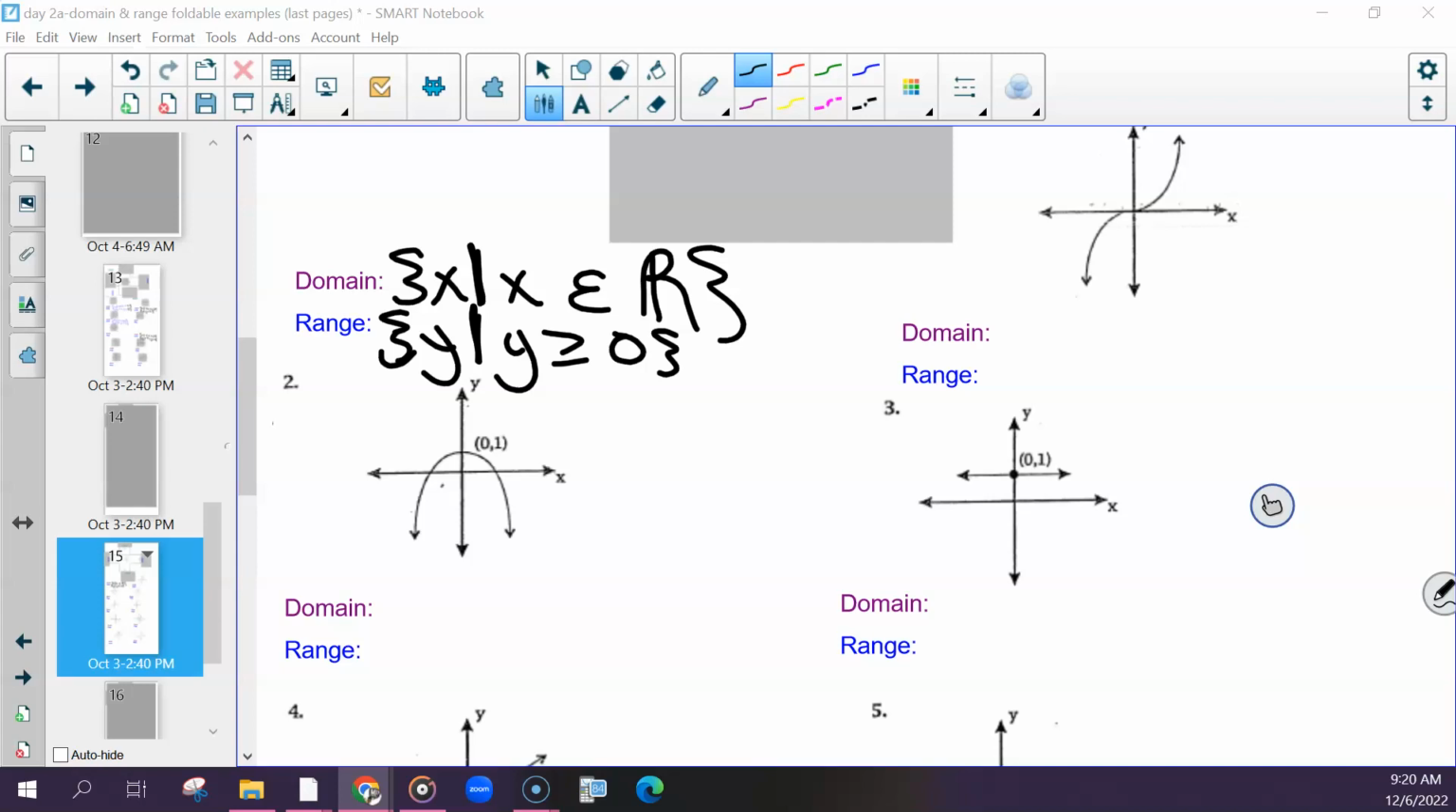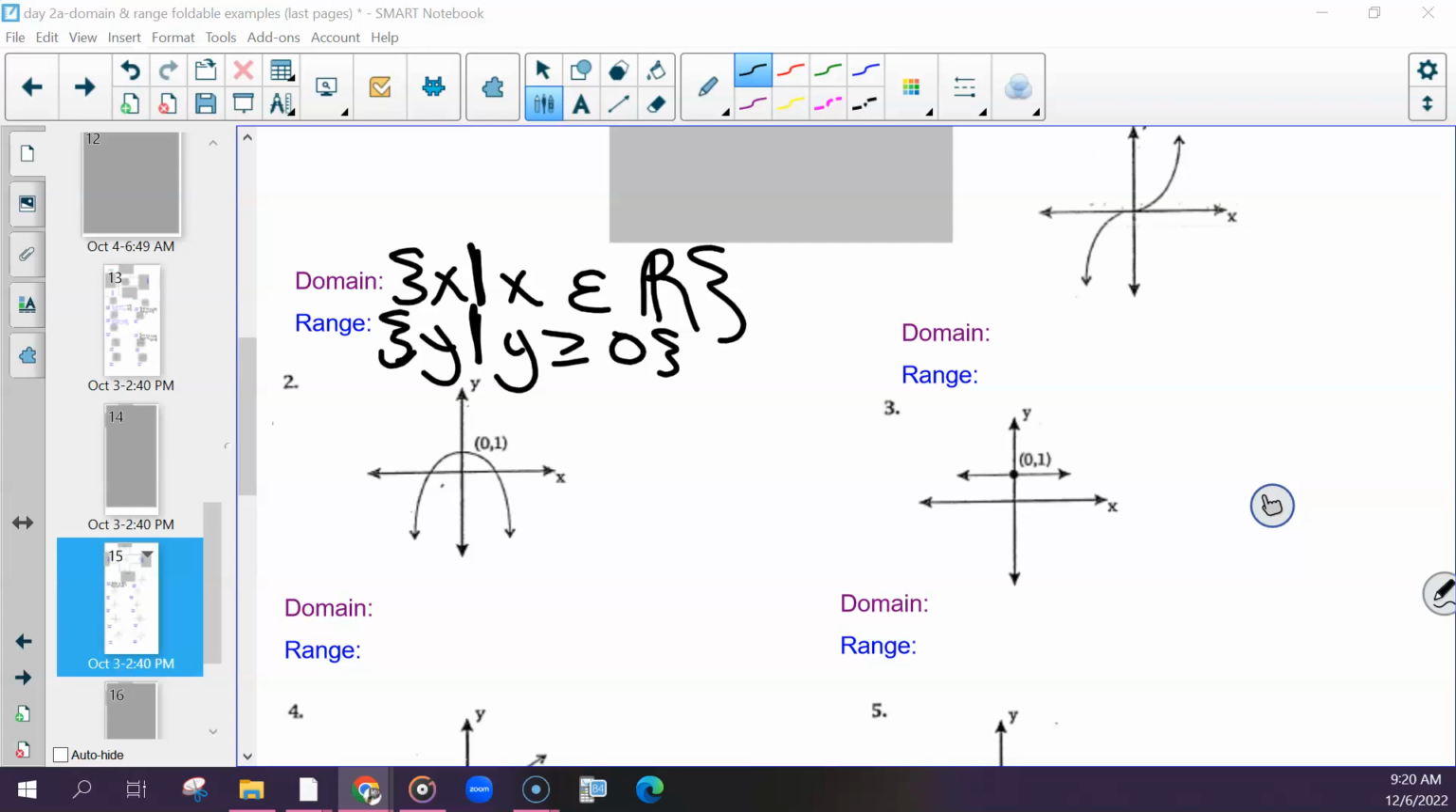Yes? How did we get x? We're going to do another example with that, and I'll re-explain that then. Is that an E? Yeah, it's an E and then R. It means element of and all real numbers. Okay. Other questions on domain or range?